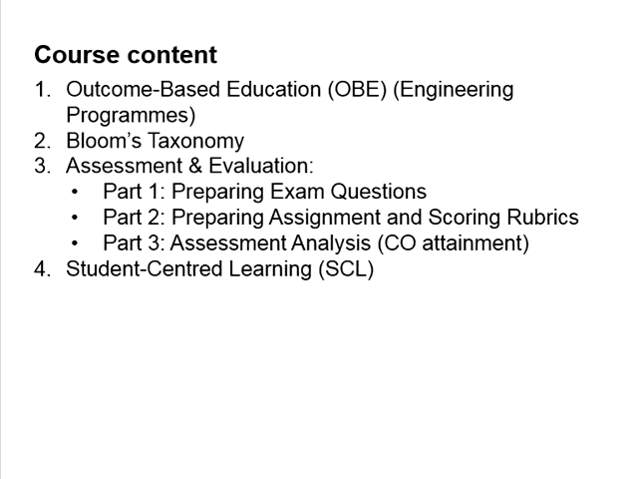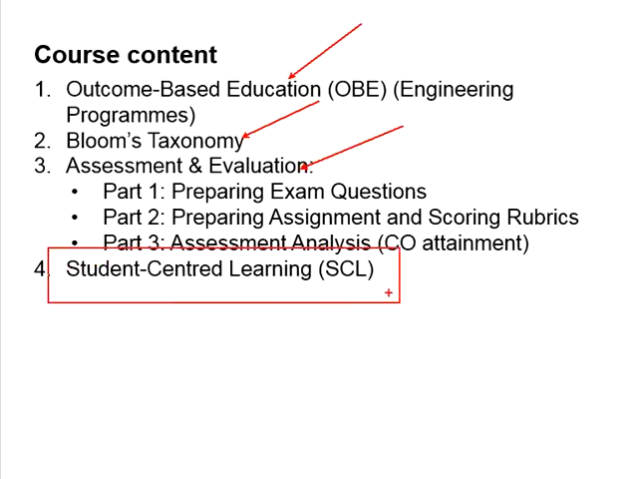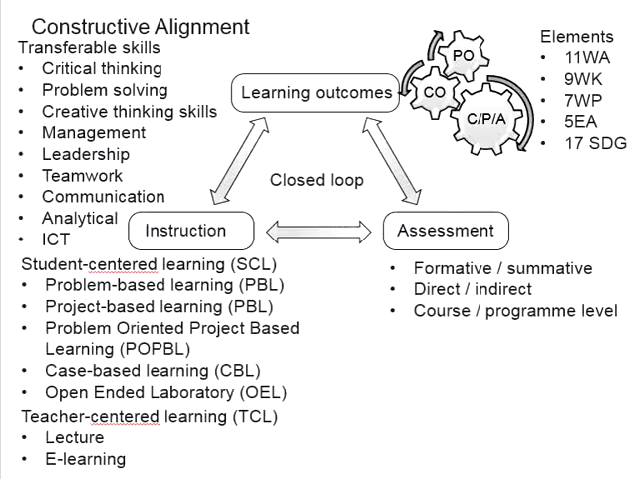So far, we have covered outcome-based education, Bloom's taxonomy, assessment and evaluations. Now we are entering student-centered learning. This is in line with the golden triangle. Outcome-based education is about the learning outcome.